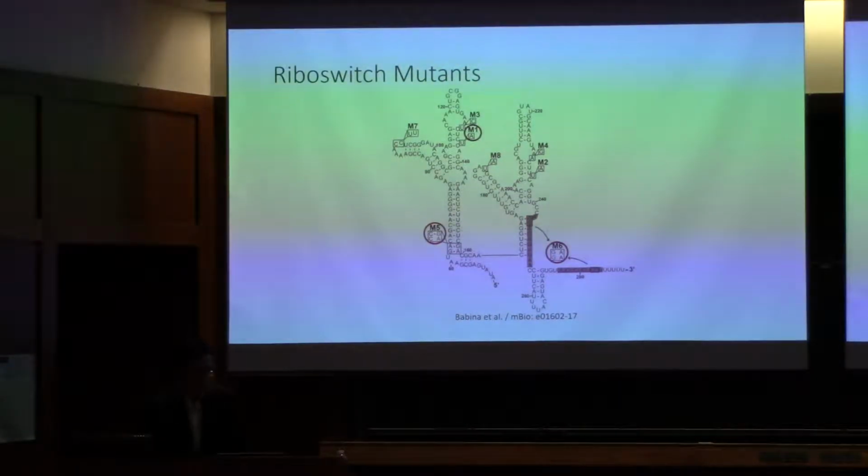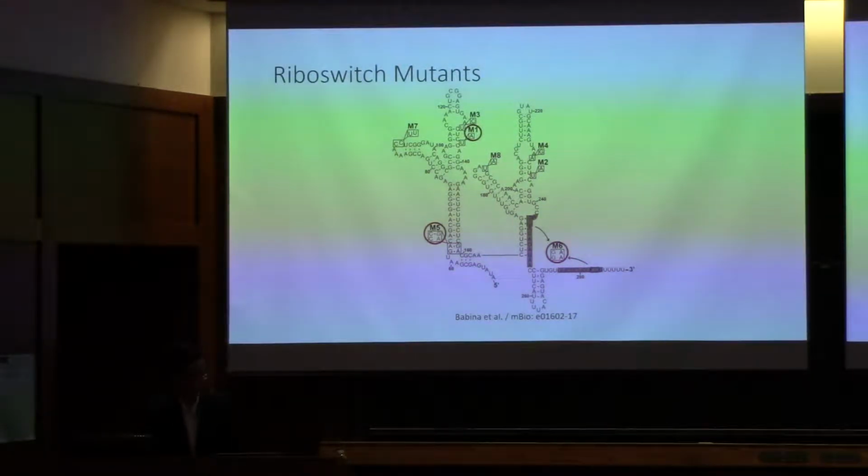So we use mutants M1, M5, and M6, previously created for this paper, also from the Meyer lab. And the M1 mutation affects the first glycine aptamer.